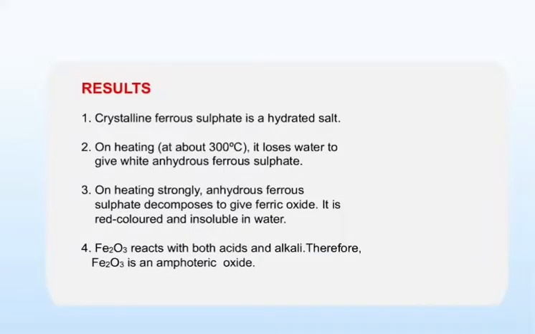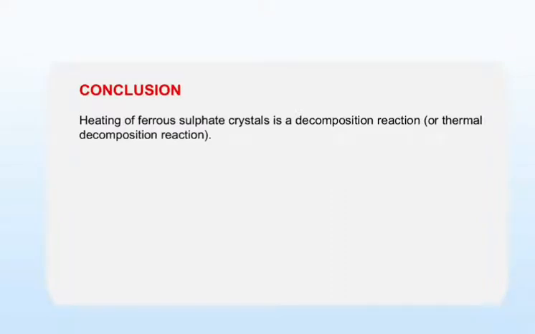Results: crystalline ferrous sulfate is a hydrated salt. On heating at about 300 degrees centigrade, it loses water to give white anhydrous ferrous sulfate. On heating strongly, anhydrous ferrous sulfate decomposes to give ferric oxide. It is red colored and insoluble in water. Fe2O3 reacts with both acids and alkali. Therefore, Fe2O3 is an amphoteric oxide. Conclusion: heating of ferrous sulfate crystals is a decomposition reaction or thermal decomposition reaction.